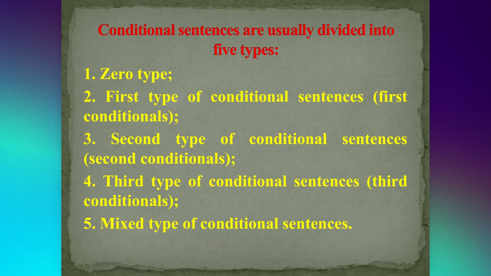Conditional sentences are usually divided into 5 types. Zero type, first type of conditional sentences or first conditionals, second type of conditional sentences or second conditionals, third type of conditional sentences or third conditionals, and mixed type of conditional sentences. And today we will study first, second, and third types of conditional sentences. Let's start.